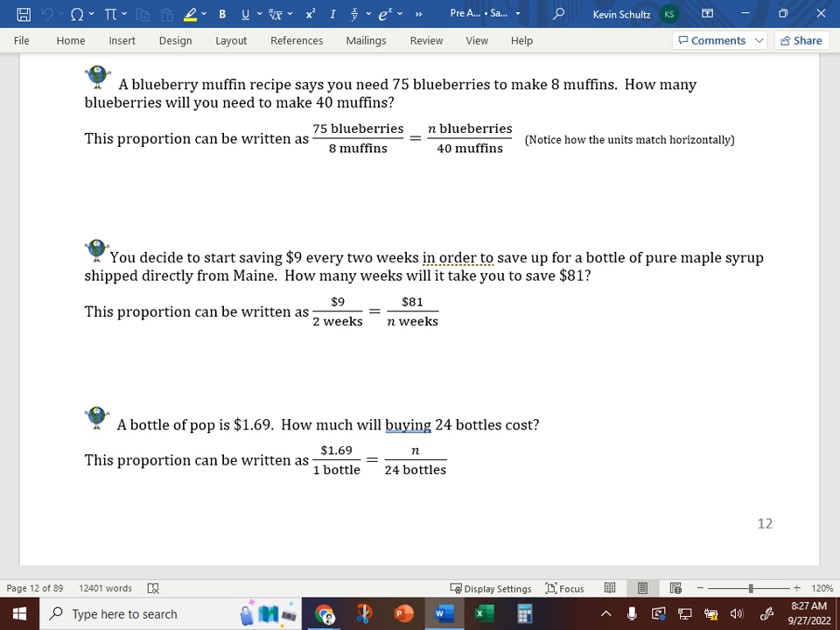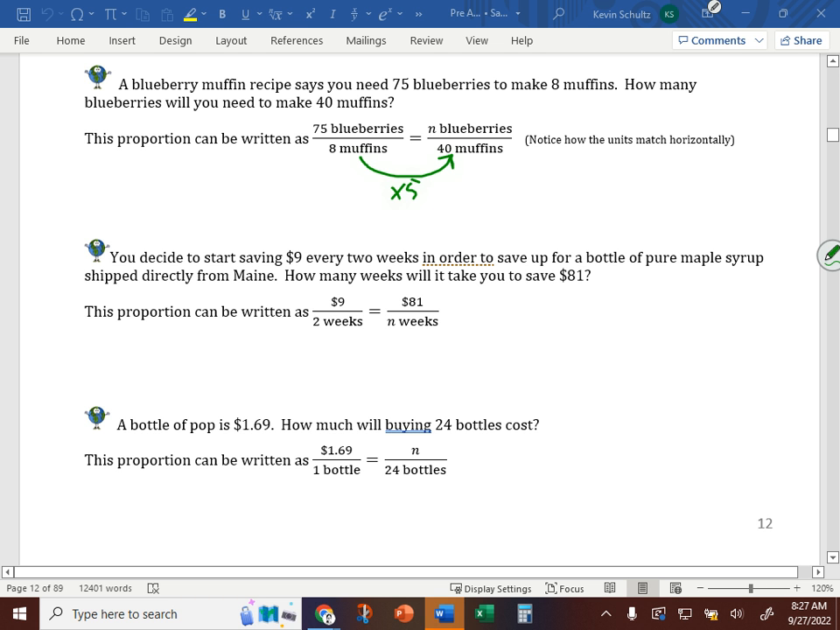So if it takes 75 blueberries for 8 muffins, how many blueberries would you need for 40 muffins? This is where scale factor comes in, or cross products, right? You're increasing the number of muffins by a scale factor of 5. So if you're multiplying the number of muffins by 5, it would make sense that you would multiply the number of blueberries by 5 as well. Okay, that's how proportions work in the real world. Can I say the answer? Sure. 375. It's a lot of blueberries.